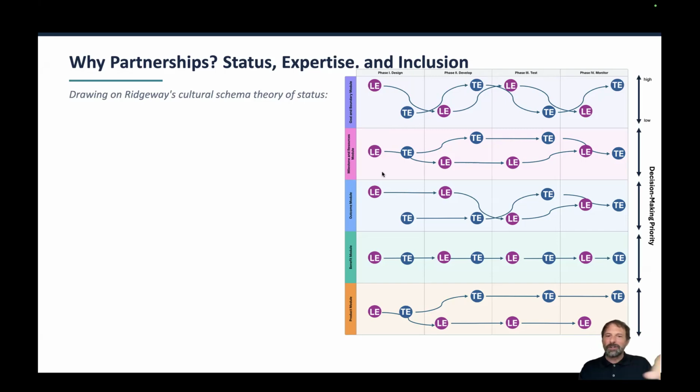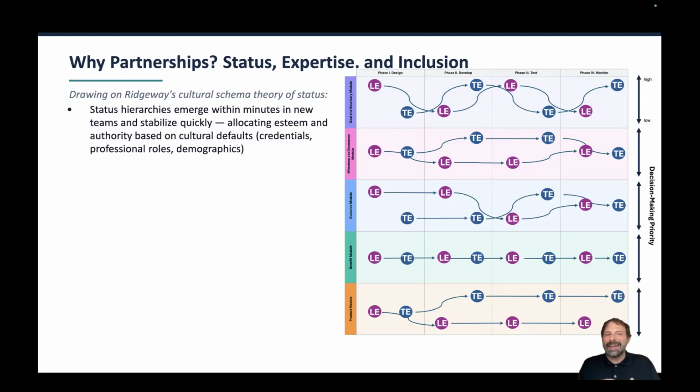But the idea we're trying to show here is that you can actually create teams where you're flowing back and forth on who among your team should be driving the conversation. And this is actually based on sociologist Cecilia Ridgeway's work on cultural schema work, which basically shows that status hierarchies can emerge within minutes in new teams and stabilize quickly. And they often can accumulate to kind of reify old default options on notions of status. And this is something we're consciously trying to break, right?